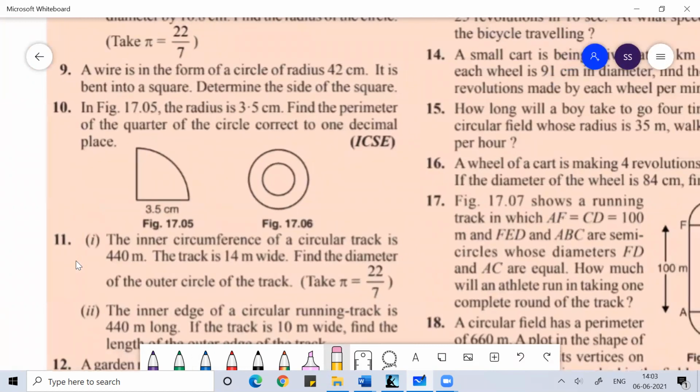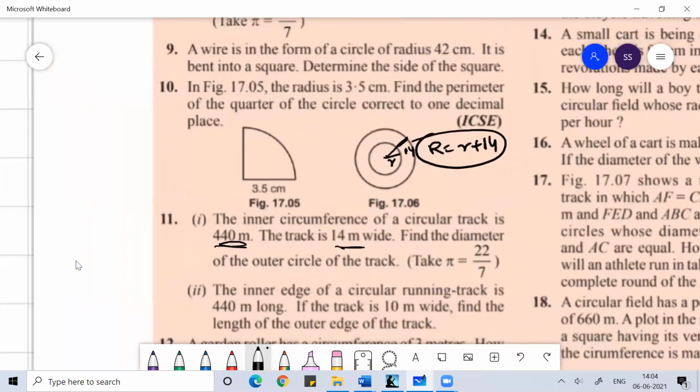11th one. The inner circumference of a circular track is 440 meter. The track is 14 meter wide. Find the diameter of the outer circle of the track. Inner circumference is given, so we can find the inner radius. This is 14 meter wide, so if you get the inner radius, your outer radius is inner radius plus 14.